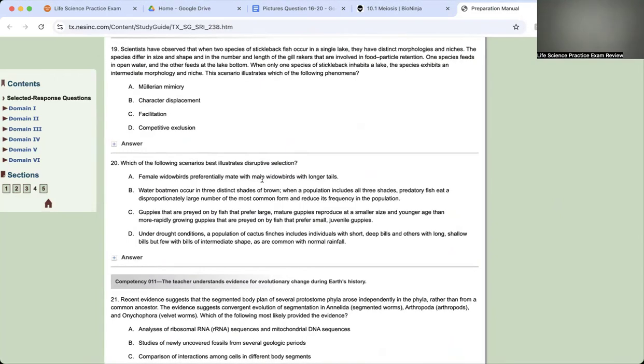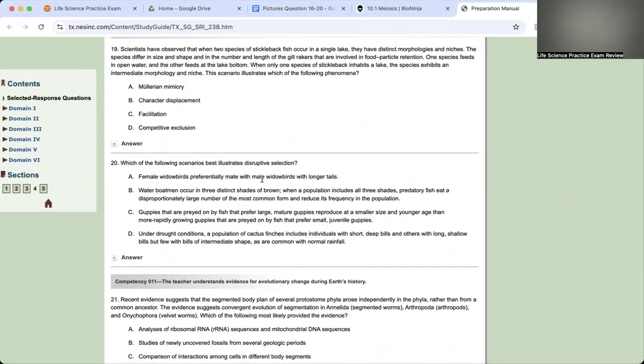So for this question, it's pretty much a straight up memorization question. You just have to know what all of these terms are. So let's go through and define them all. Answer choice A, and I'm not even sure how you pronounce that, Mullerian mimicry. That is defined as a natural phenomenon where multiple species with effective defenses share similar appearance or warning signals. B, character displacement. That's defined as an evolutionary process that occurs when similar species develop different traits to reduce competition for resources or reproduction.